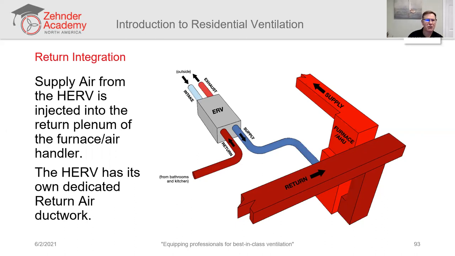On a return air integration with supply air only, the supply air from the ERV is ducted directly to the return plenum on the furnace, and it gets distributed to the house using the air handler system for heating and cooling. The return air for the ERV in this case, let's say, is going to come from its own dedicated ducts from the bathrooms and kitchen.